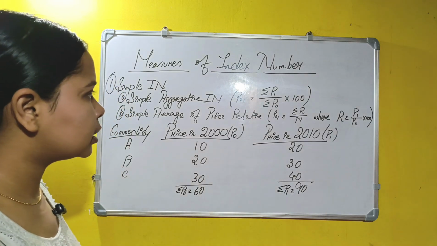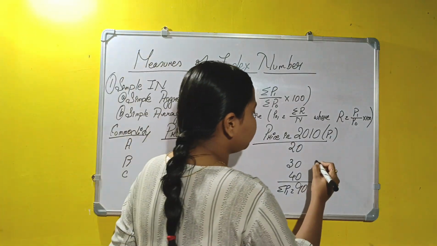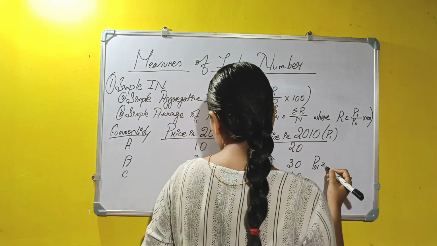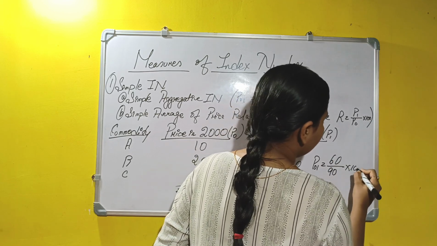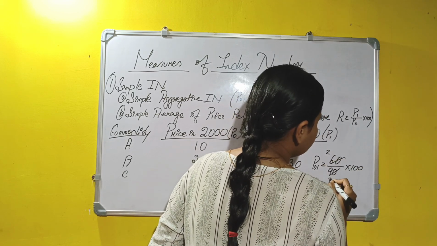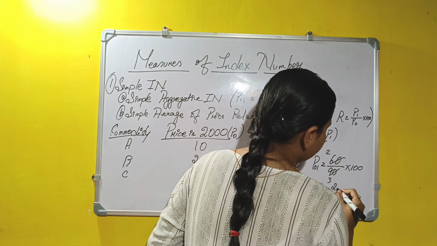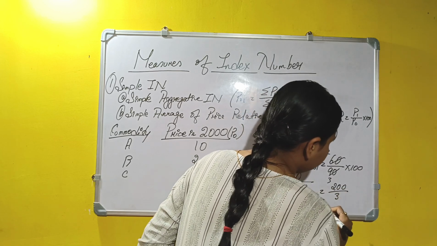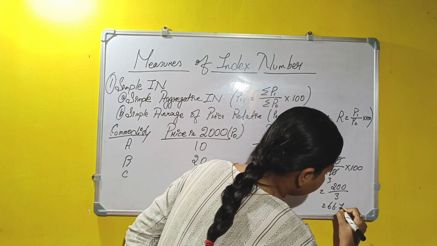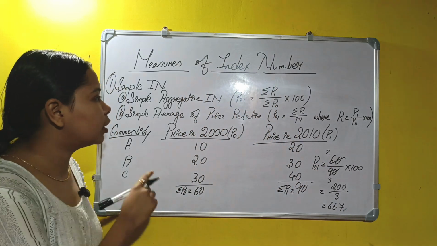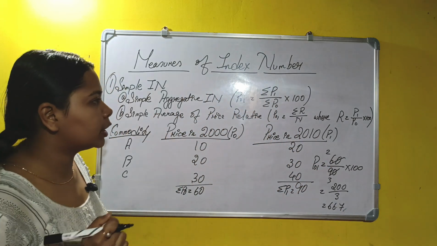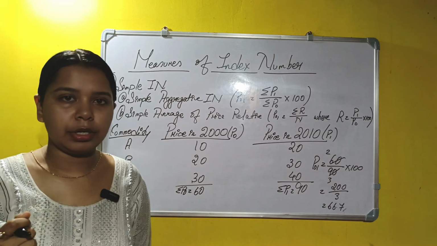Now let's put these things in the formula. We will have P naught 1 is equal to 90 divided by 60 into 100. This will give you 3, this will give you 2. So 300 divided by 2 will be 150. With this we are done with the first one, that is simple aggregative index number.